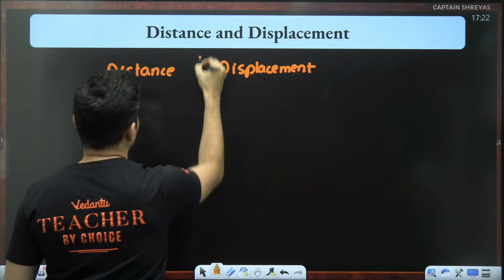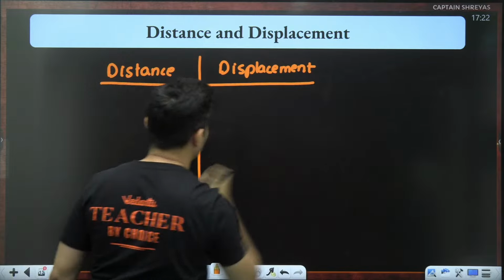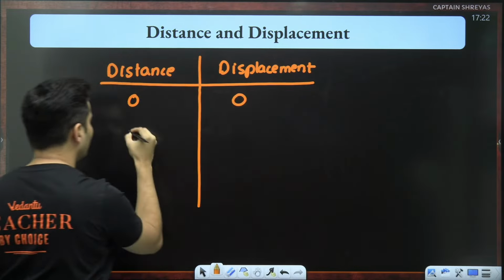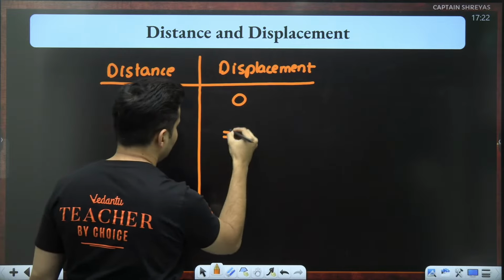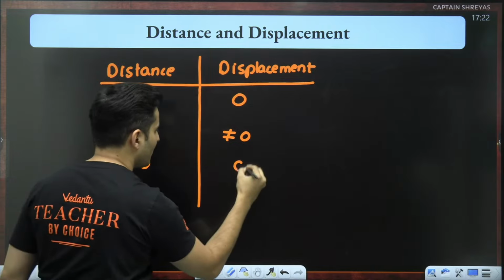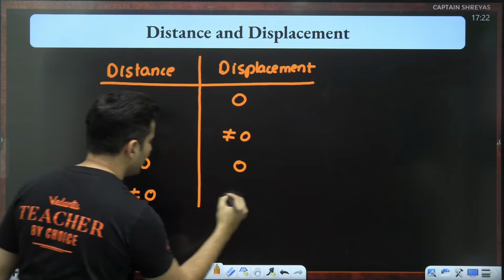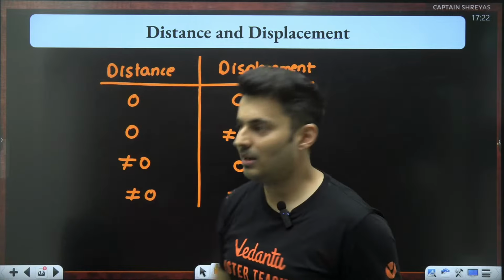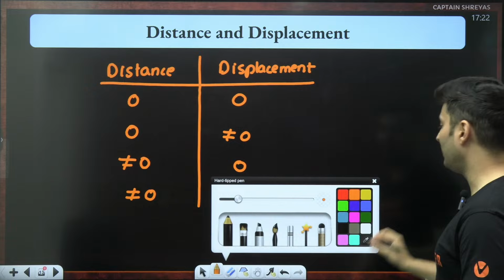Okay. And I'm asking you, which of the following are possible? My distance traveled is 0, displacement is also 0. Distance traveled is 0, but displacement is not 0. Displacement is 0, distance is not 0. And both are non-zero. Which of the following are possible?